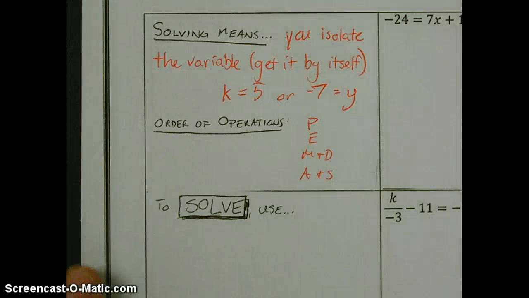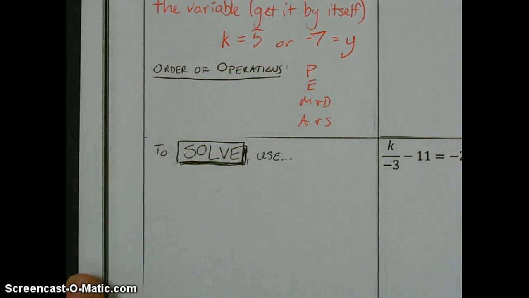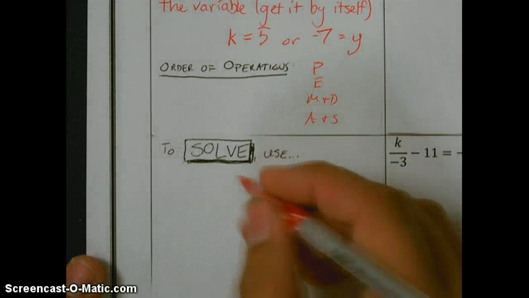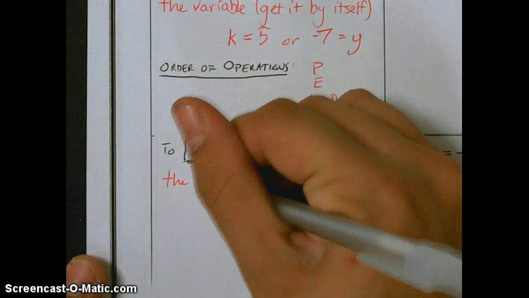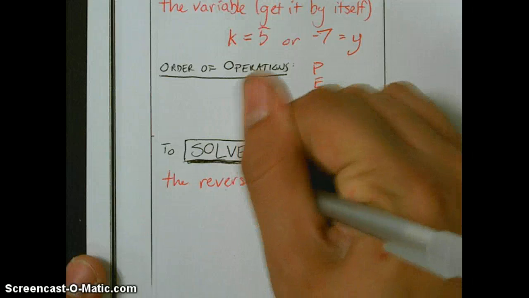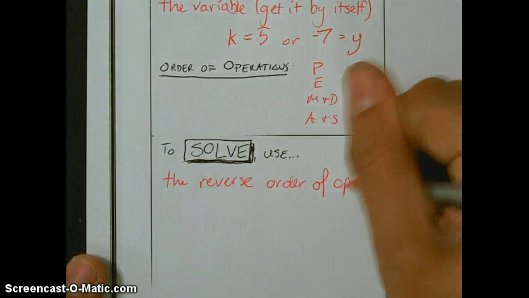Now that's good for order of operations, but we're not really using order of operations. When we want to get these variables by itself, we don't use order of operations. We use the opposite. So we're going to say the reverse order of operations.